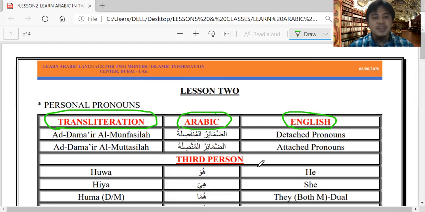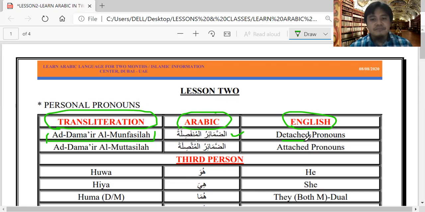So as I said, there are two types of personal pronouns in the Arabic language. The first one is what we call al-dama'ir al-munfasila. In Arabic, it is written here, and if you would like to read it in English, you can see that here. Al-dama'ir, as we said, means pronouns, and al-munfasila means detached. Detached pronouns, or if you like to say disconnected pronouns, that is also correct.